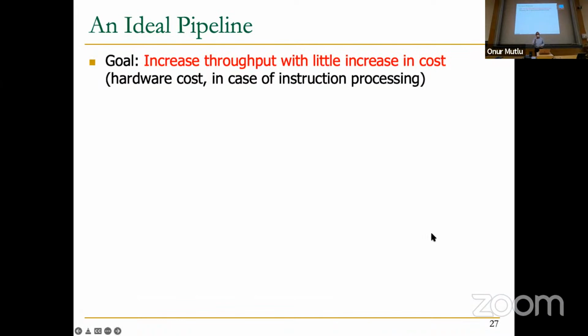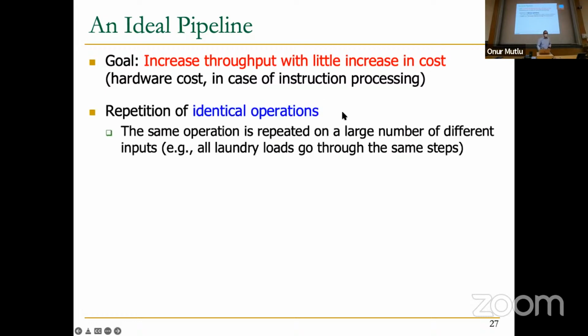So I'm showing you these earlier pipelines because an assembly line of cars is more or less an ideal pipeline. So what's an ideal pipeline? Our goal is to increase throughput with little increase in cost, in the case of instruction processing, hardware cost. In an ideal pipeline, basically there are 3 properties. We want to repeat identical operations, meaning the same operation is repeated on a large number of different inputs. For example, all laundry loads go through the same steps, right? All cars go through the exact same steps.